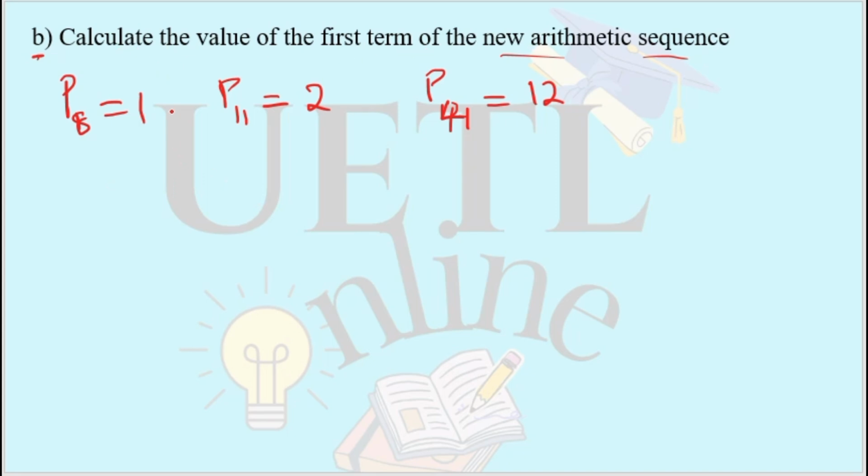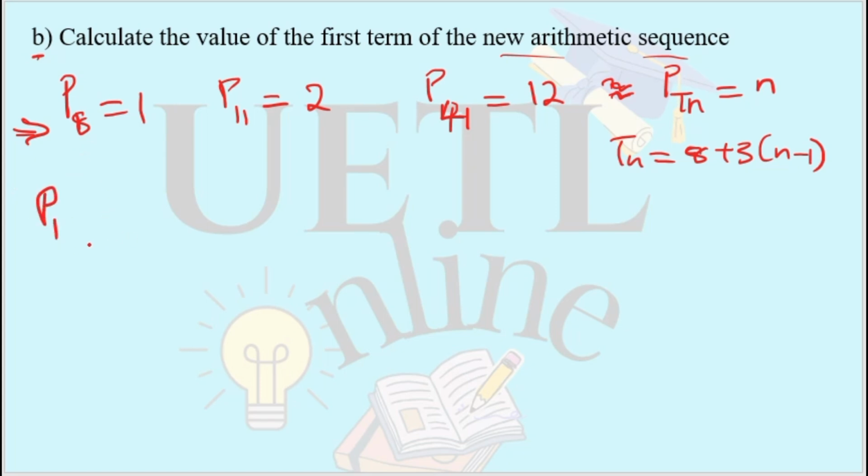We have created the equation that says P of T of n is equal to n. This was our creation on the last thing, and we will say that T of n is equal to 8 plus 3(n minus 1). Now we're being asked to find the first term of the new arithmetic sequence. This is our new arithmetic sequence, so we are supposed to find P of 1, which is going to be equal to a certain number.